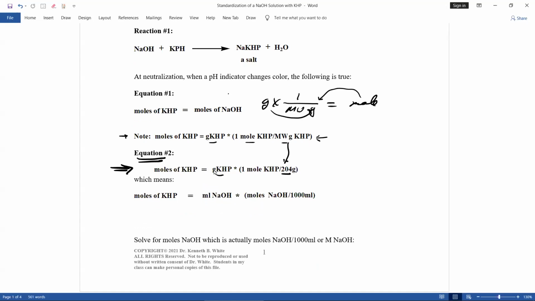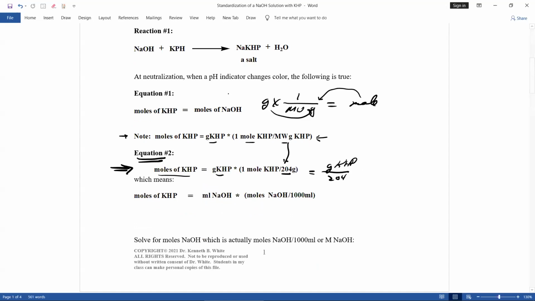And what this really tells you is the grams of KHP divided by 204 equals the moles of KHP. And KHP is a solid.